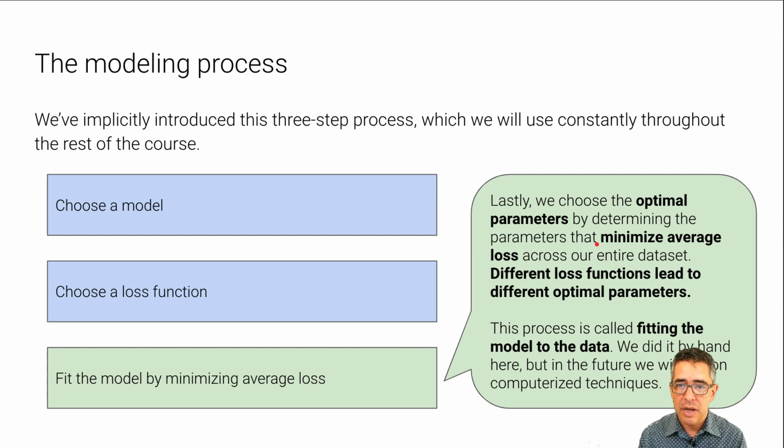So the loss function as a function is defined first on one point. We then define the empirical risk, or the average loss, across the entire data set. And then we find the optimal value by minimizing that loss function. This last step is what we call fitting the model.